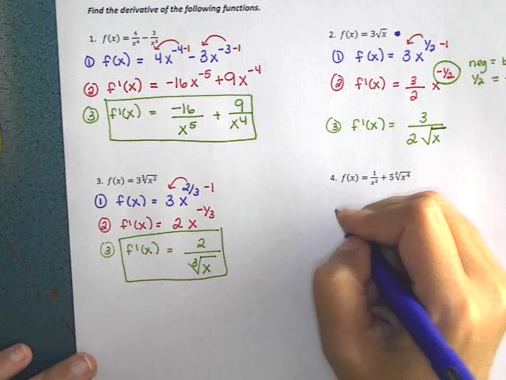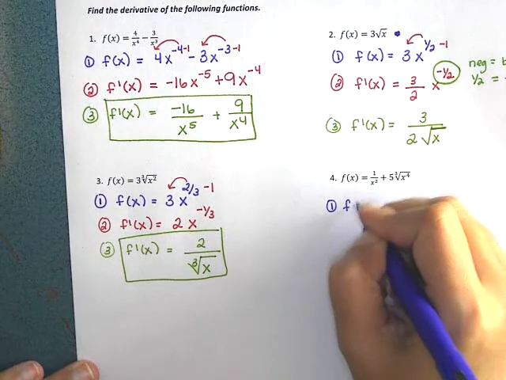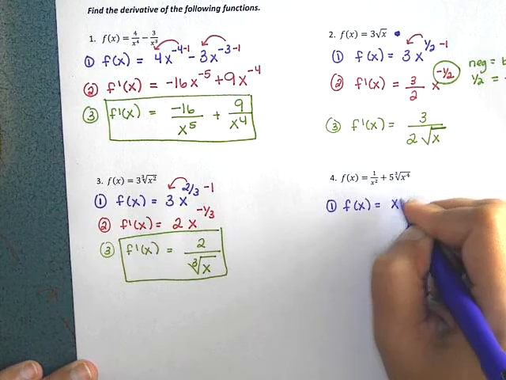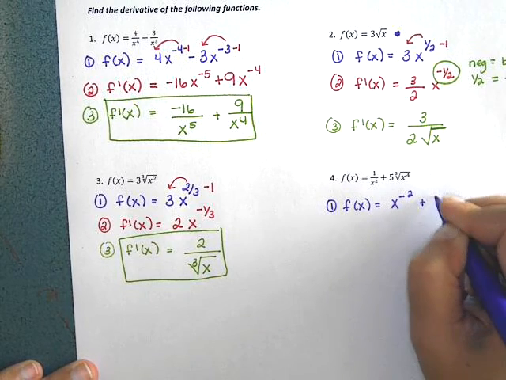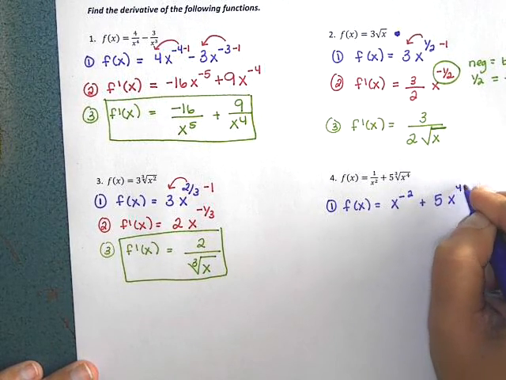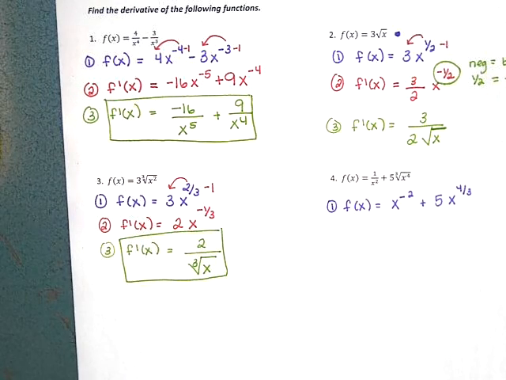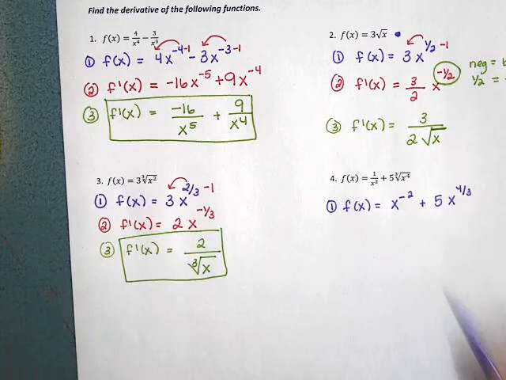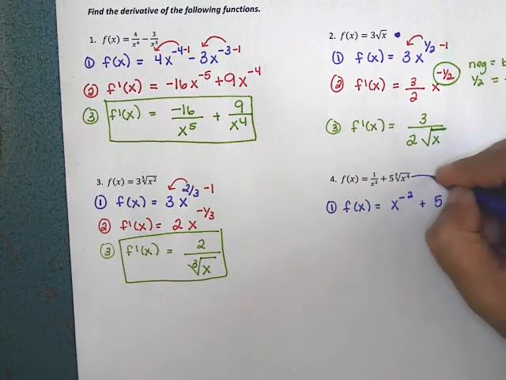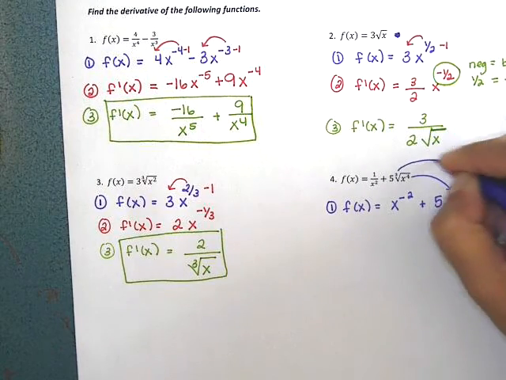Last but not least, number 1 step is just rewrite it. So x to the negative 2 plus 5x to the 4/3. Again, it's a 4th power with a 3 on the bottom. Whatever's inside goes on the top. Whatever's outside goes on the bottom.